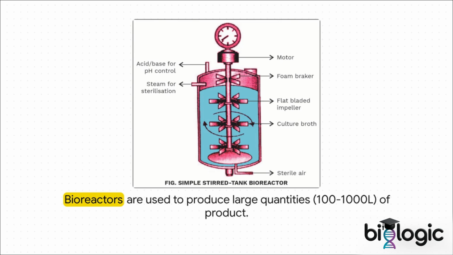These are basically giant, high-tech, super-controlled vats. They can be huge, holding hundreds or even thousands of liters. Inside, every single condition is perfectly optimized: the temperature, the pH, the oxygen levels, the nutrients, all to get our modified cells to grow like crazy and pump out our desired product.